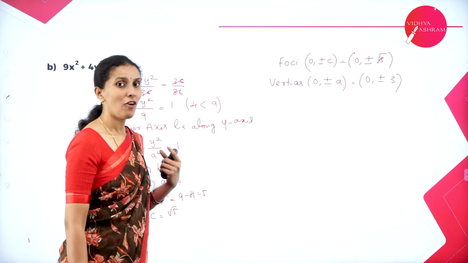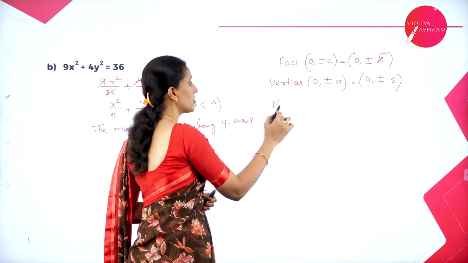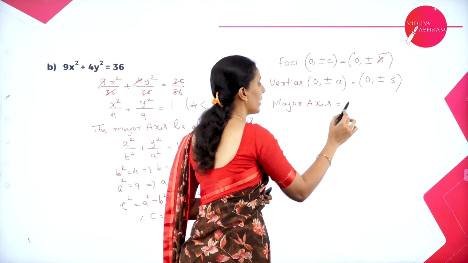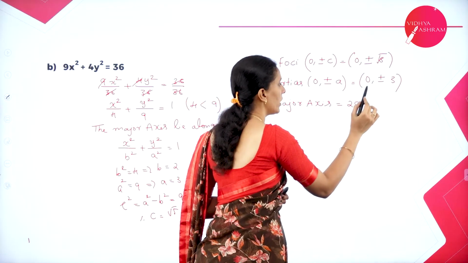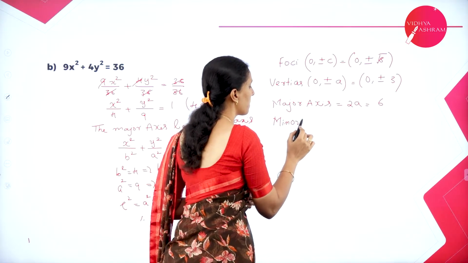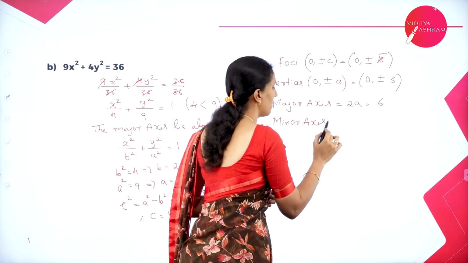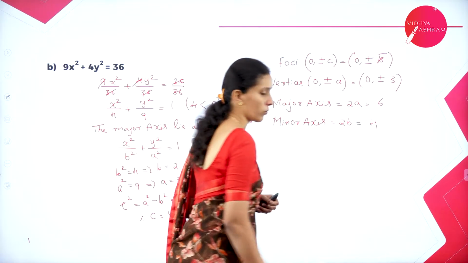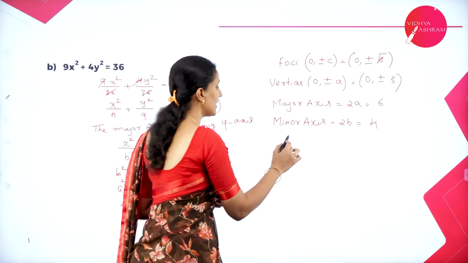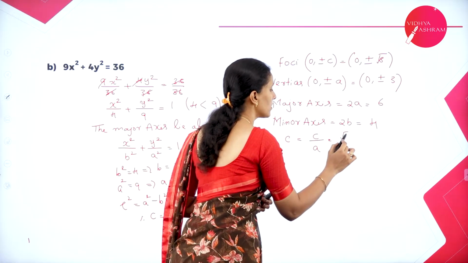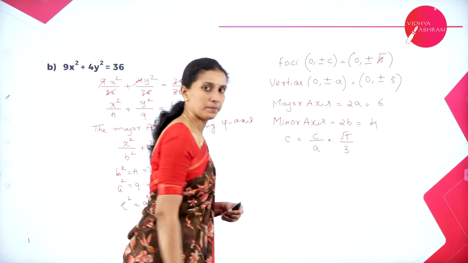Next, we need length of major axis. So, major axis can be written as 2a. So, therefore, it is 2 into 3, 6. Next, we need minor axis. Minor axis can be written as 2b. So, therefore, it is 2 into 2, 4. Next, we need eccentricity. Eccentricity is c over a. So, therefore, it is root 5 divided by 3.